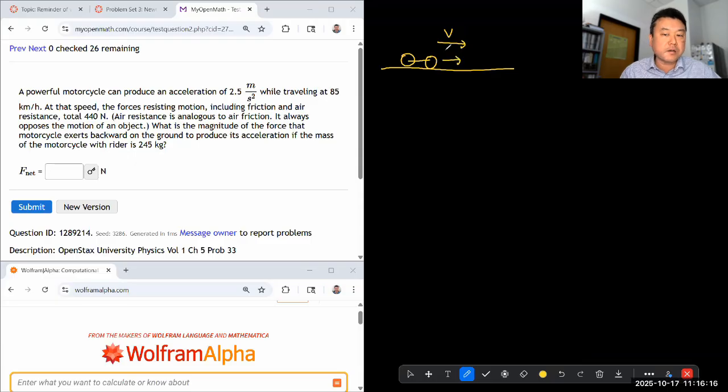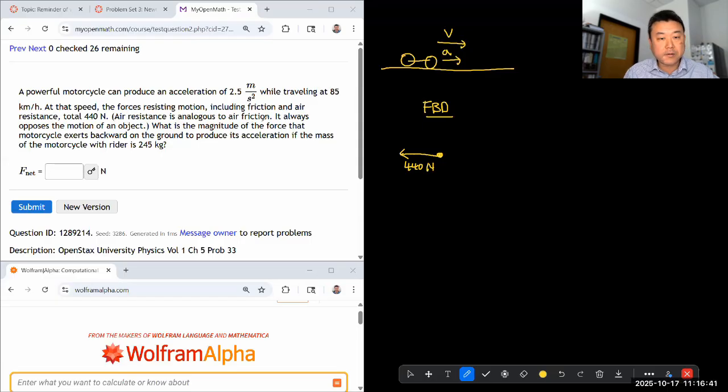It's undergoing some acceleration under some motor. And at that speed, the forces. So this is where I want to draw a free body diagram to make sure I understand the forces on the motorcycle. There are forces resisting motion, friction and air resistance. So those forces should be leftward as drawn, given as 440 Newton.